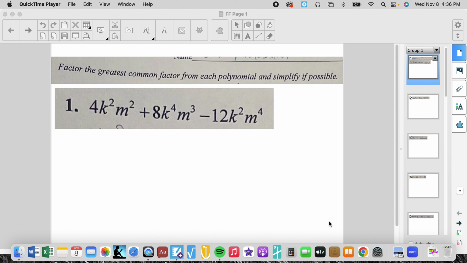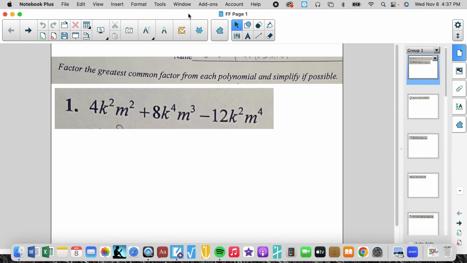Page of, I think it's called Factoring Frenzy or Factor Fest. That might be it. It says factor the greatest common factor from each polynomial and simplify if possible. This is page 1, by the way.